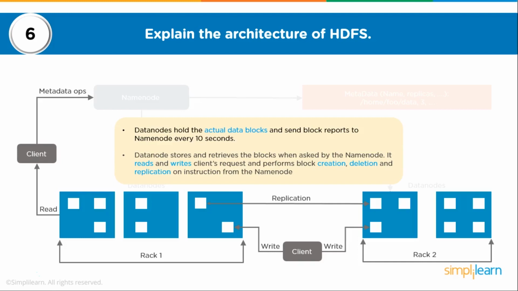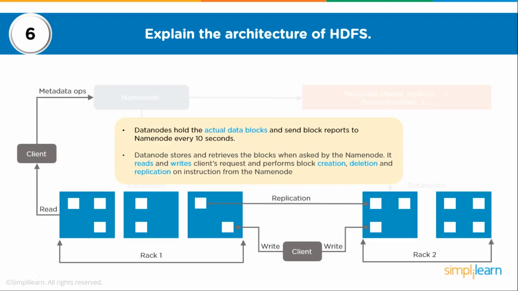Now when we look at data nodes, as I mentioned, data nodes hold the actual data blocks and they are sending these block reports every 10 seconds. So the metadata in the name node's RAM is constantly getting updated, and metadata in disk is also constantly getting updated based on any kind of write activity happening on the cluster.